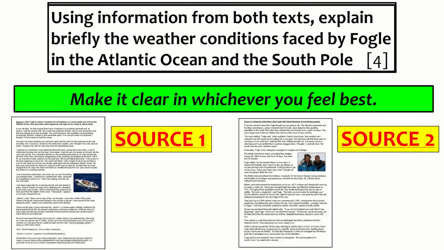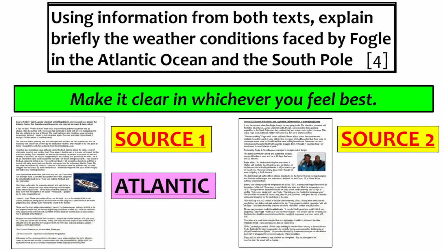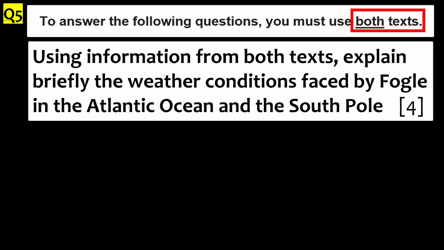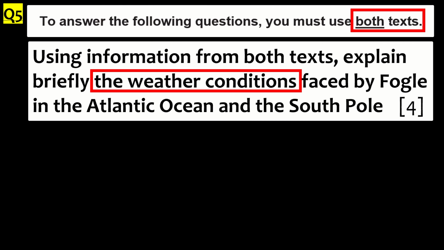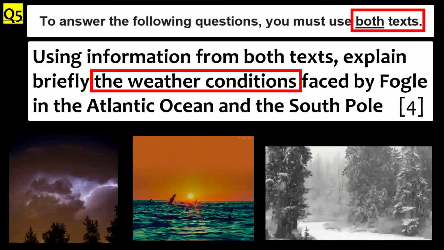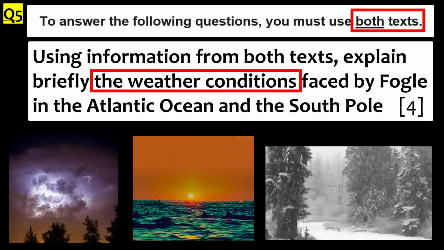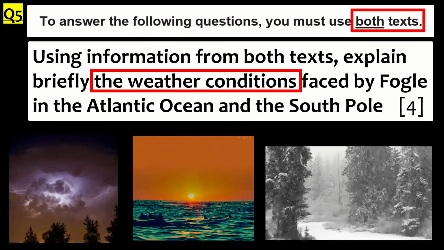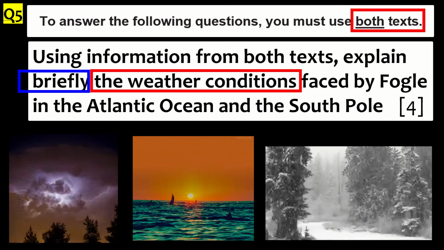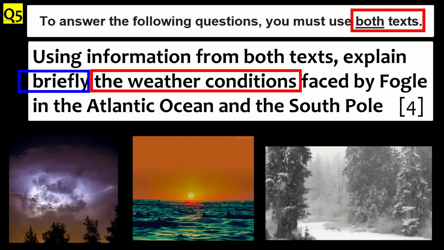So really simply, I'm going to call the one about rowing across the Atlantic "the Atlantic", and the one about trekking across the South Pole "the South Pole". Remember, it's both texts and it's the weather conditions. Anything that's not to do with the weather, don't include, as you won't get marks. Anytime they mention thunder or snow or rain or sleet, whatever, you're looking for 2 quotes from each extract. Remember, it's brief, it's just comprehension. So if it's 4 quotes, you're probably looking for 4 bullet points.